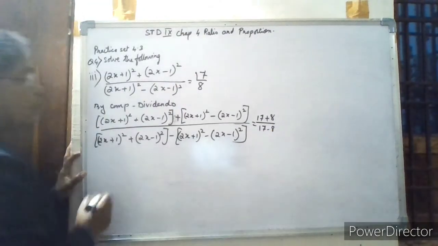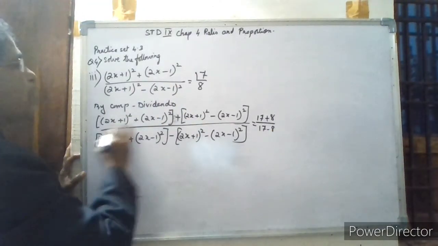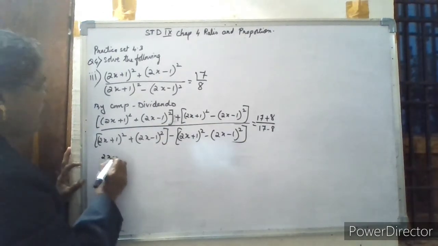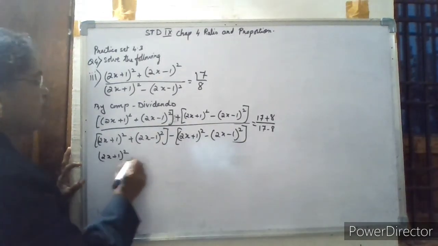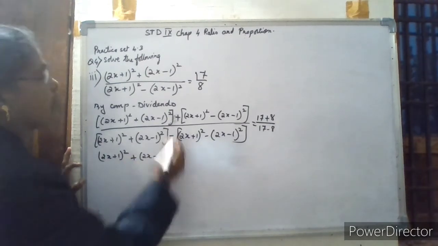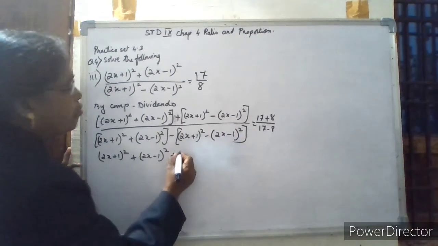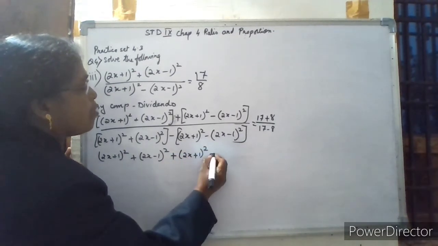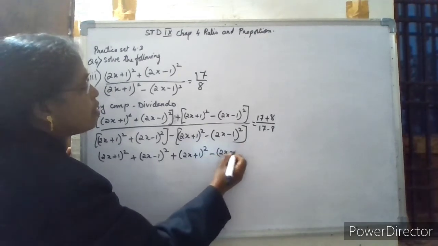Now open the square brackets. So it will be (2x + 1)² plus (2x − 1)² plus the same thing, (2x + 1)² minus (2x − 1)².